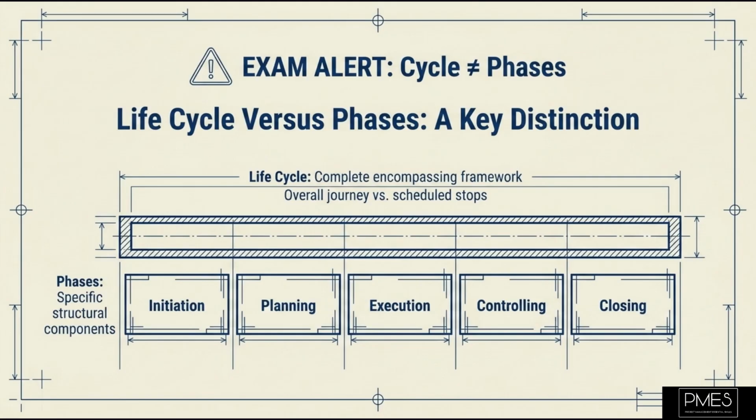For example, a predictive life cycle might include phases like initiation, planning, execution, monitoring and controlling, and closing. So, while a life cycle describes the overall progression, phases are the distinct stages or segments that make up that progression. A project life cycle is the journey itself, and the phases are the major stops along the way. Keep this distinction clear for your exam.